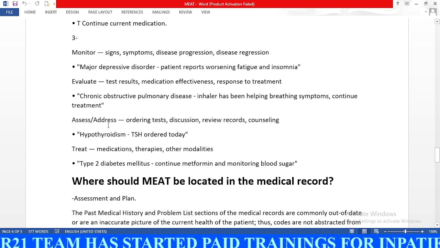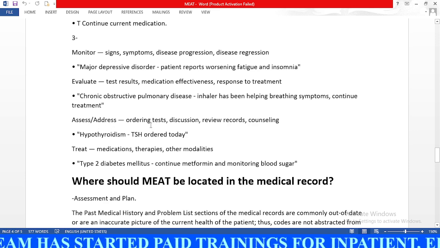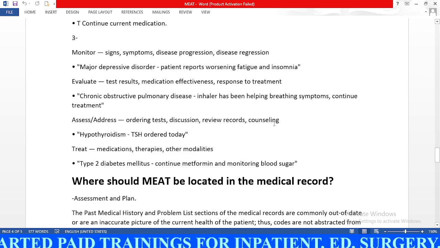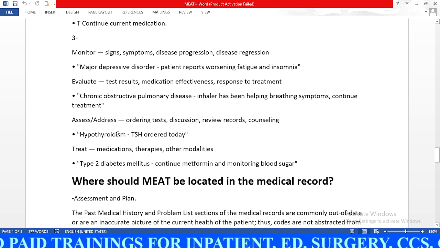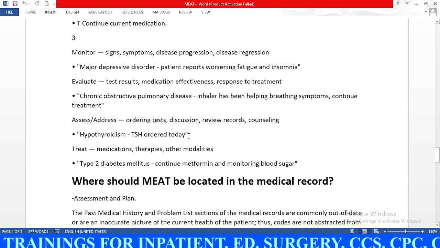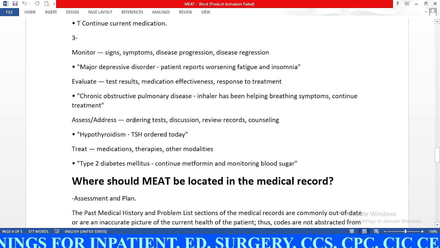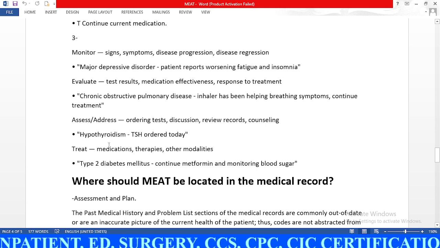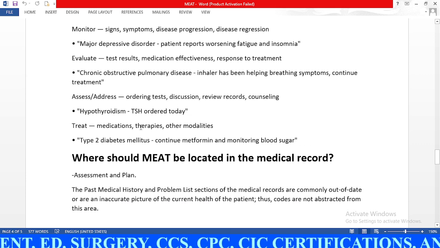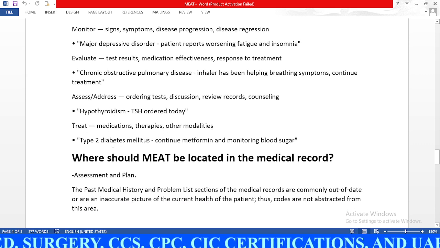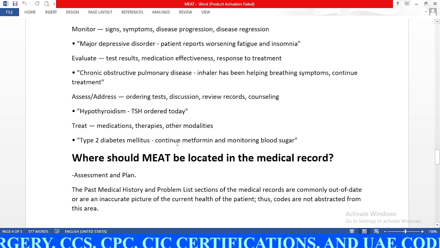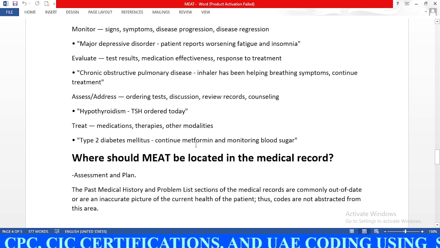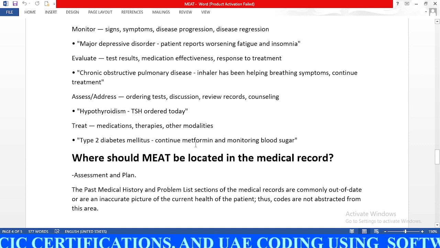Next one is assess and address. So here ordering tests, discussion, review of records, counseling all will come under assess and address of MEAT. So here, hypothyroidism, TSH ordered today. So all the testing orders come under assess and address. Next one is treat, using medications, therapies, or other modalities. So type 2 diabetes mellitus. Continue metformin and monitoring blood sugar. So using the medication metformin, the physician will treat the patient.